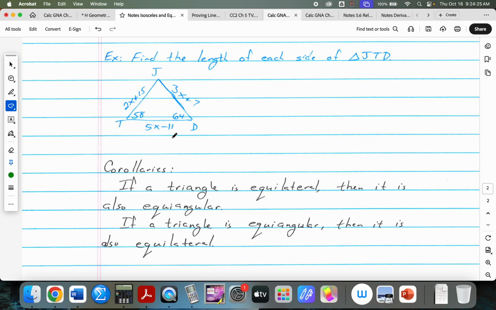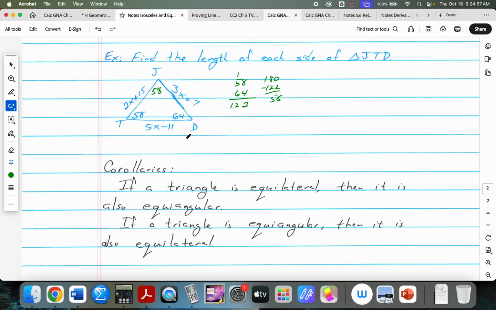But what do we know about the angles? What do we know about these three angles in this triangle? They've got to add up to 180. So let's see what the other angle is. 58 and 64 is 122 from 180 is 58. Oh, hey, look at that.